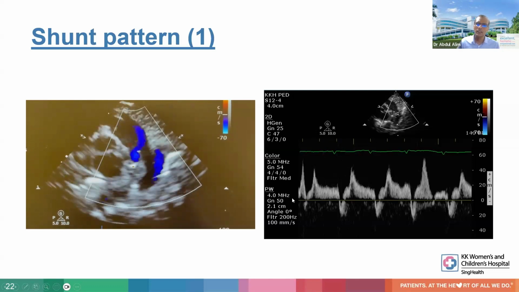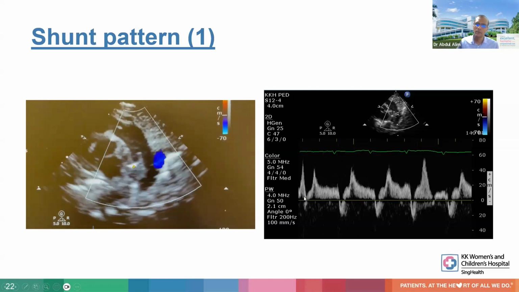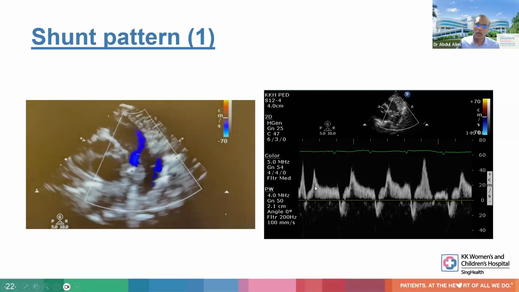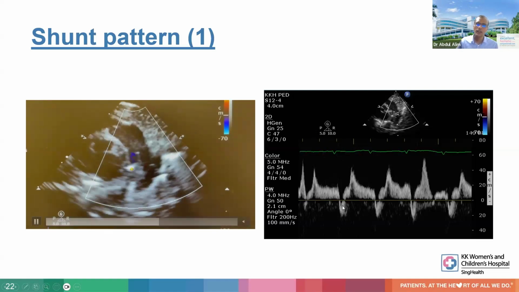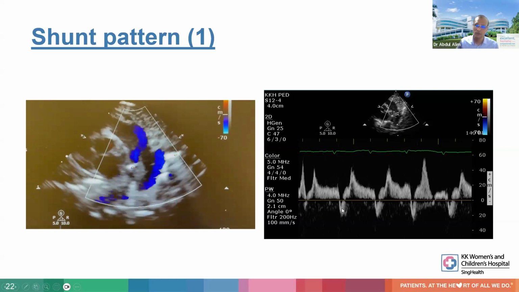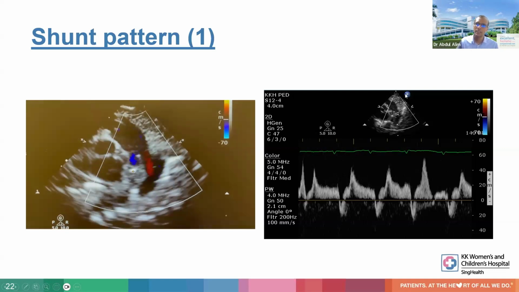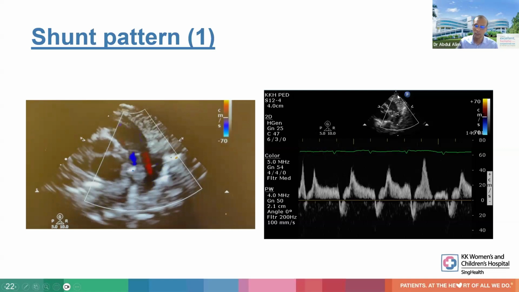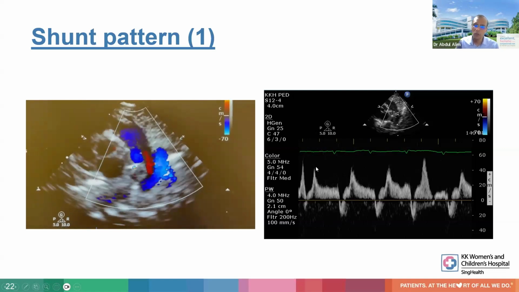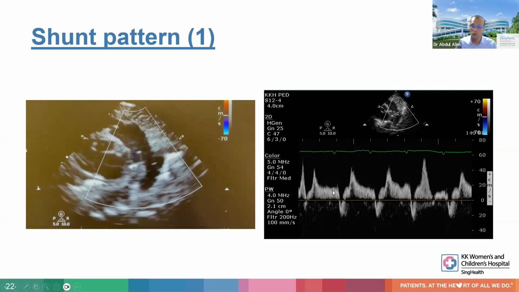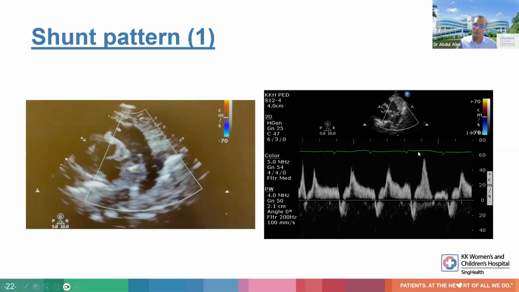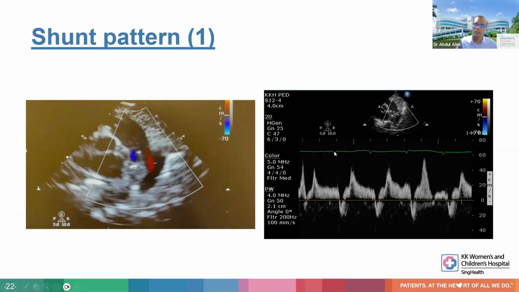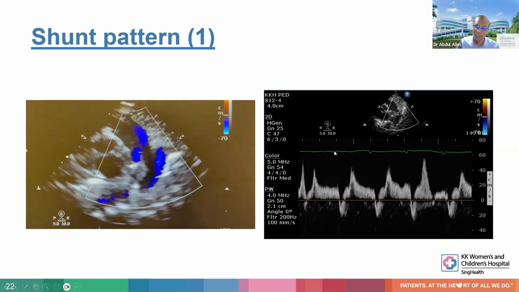So what we are seeing: this is the baseline, the yellow line is the baseline. The flow above is coming towards the probe, and flow going below the baseline is going away from the probe. The probe is here where the P is, at the top of the picture. So anything above the baseline in this picture is a left to right shunt, and below the baseline is a right to left shunt. There is an ECG running simultaneously on the top, and this is a QRS complex where the systole starts.